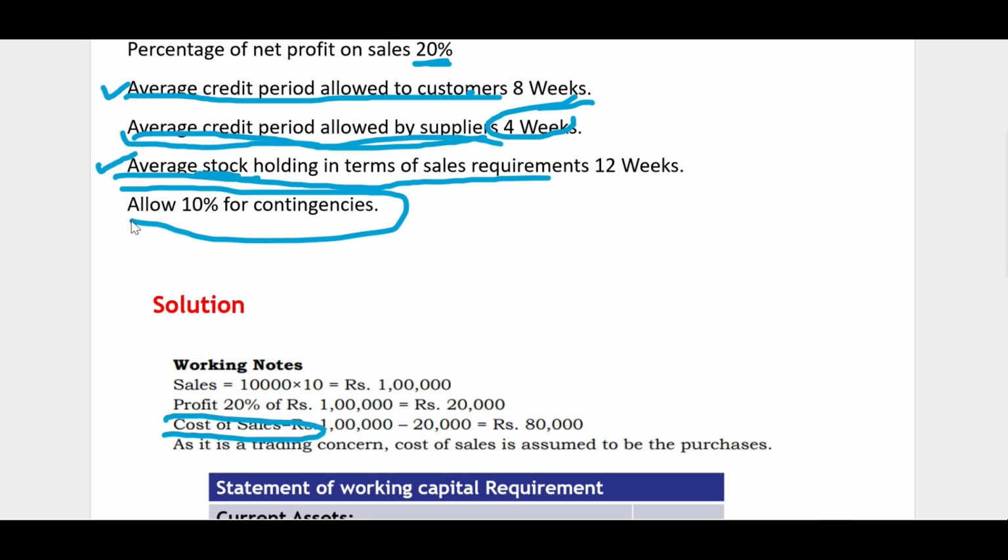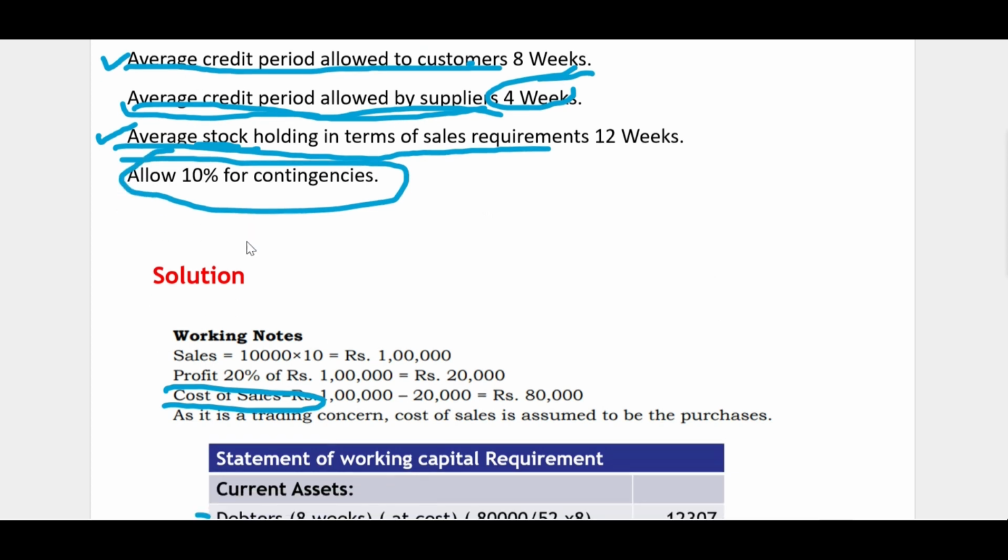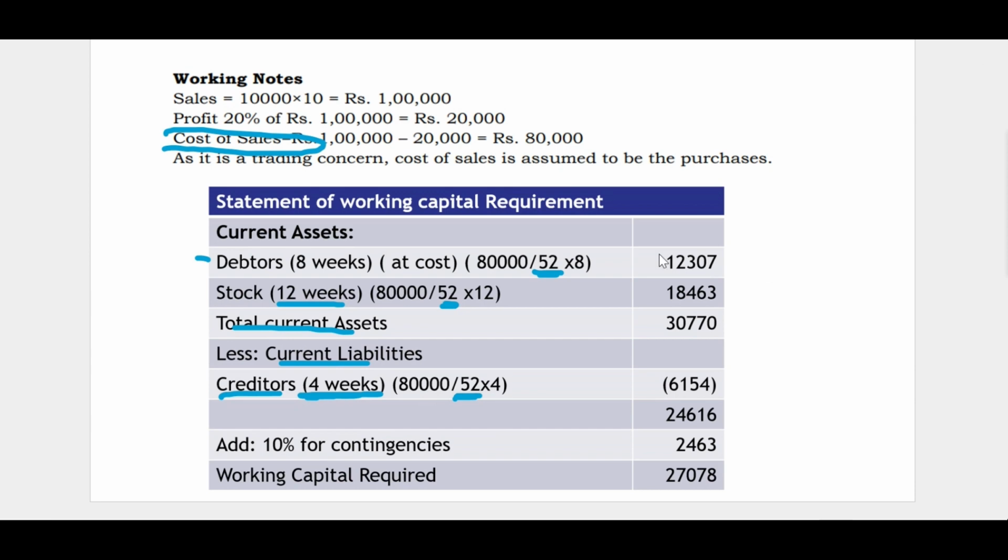Now he gave me additional information. There is 10% allowed for contingencies. So now I will subtract the current liabilities from the current assets. So the total of current assets will be equal to 30,717, and the current liabilities will be equal to 6,154. So 30,717 minus 6,154 will be equal to 24,616.